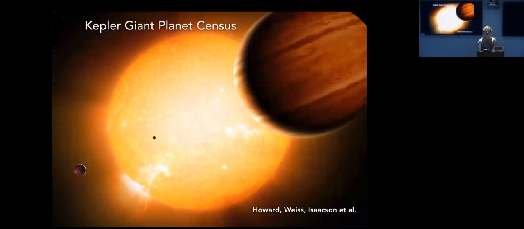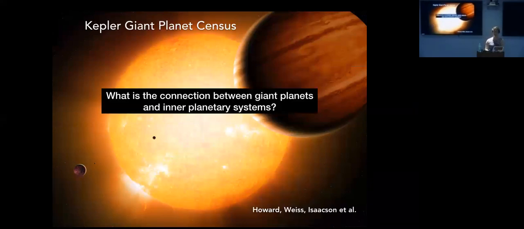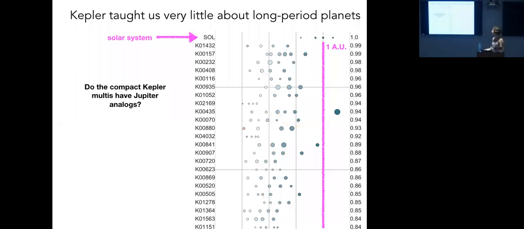ongoing project called the Kepler Giant Planet Census, in which we are investigating what is the connection between giant planets and these interplanetary systems. So Kepler taught us very little about long period planets. Again, here's this waterfall plot. And you can see that most of these planets are all within 1 AU just because of the Kepler sensitivity. So we don't know from Kepler whether these compact Kepler multis that are so common have Jupiter analogs in a greater or lesser frequency than field stars.